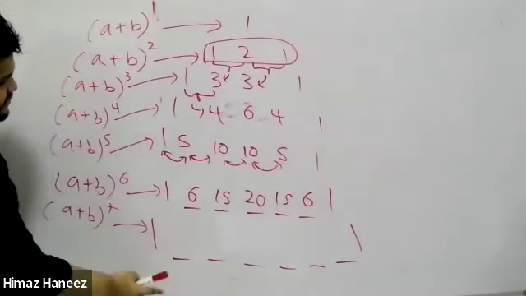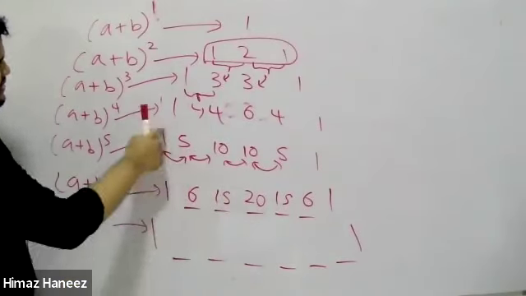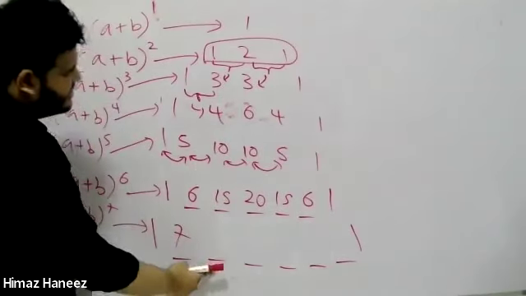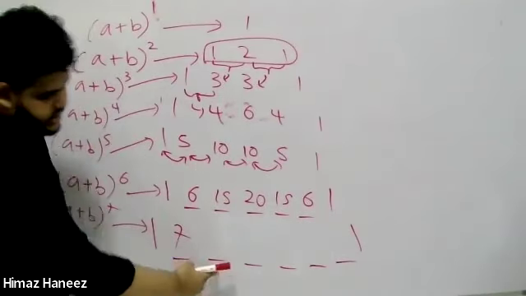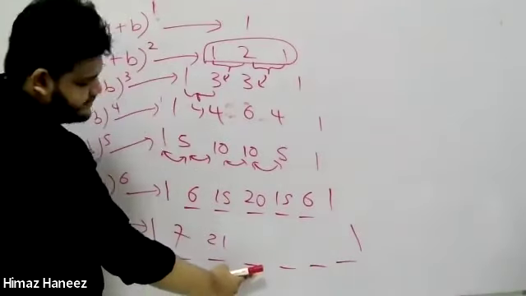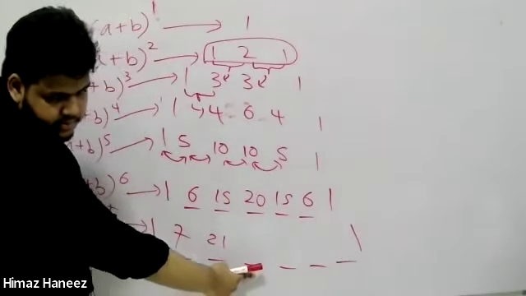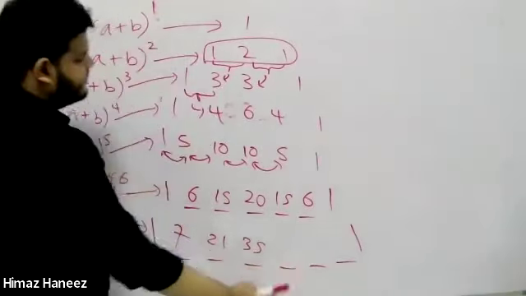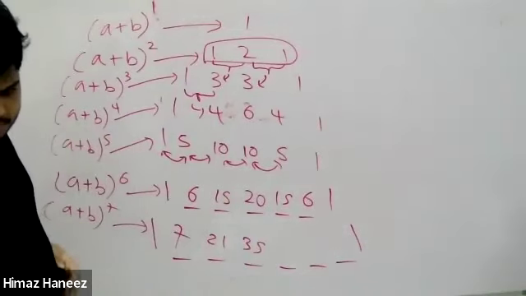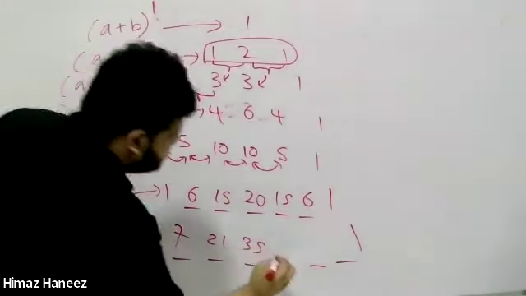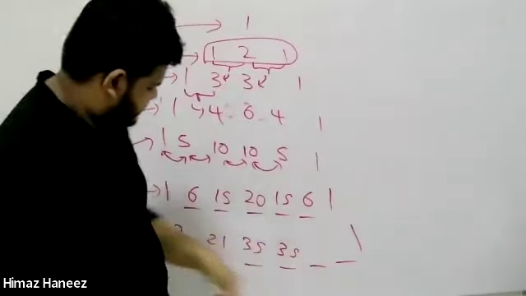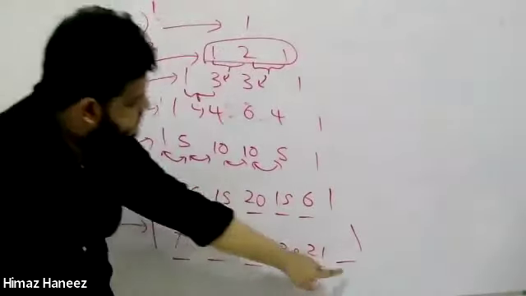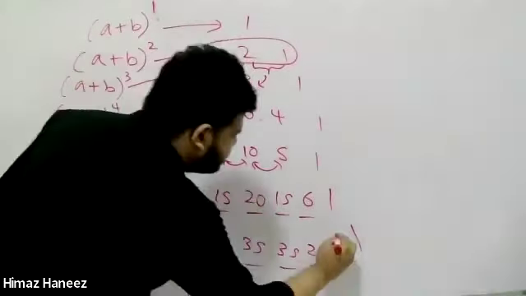So give me the number. What number should come here? For this we use this, then for this we should use this. 7. What number should come here? 21. This 35. This 35. Here 21. Here 7. Easy, no?